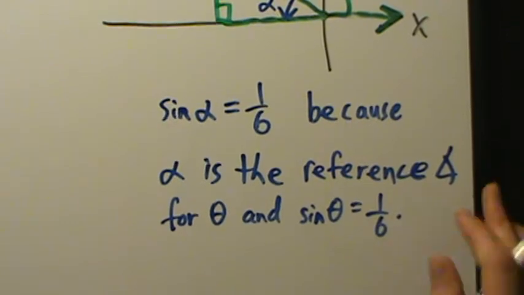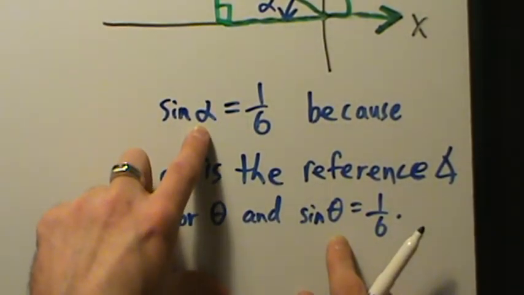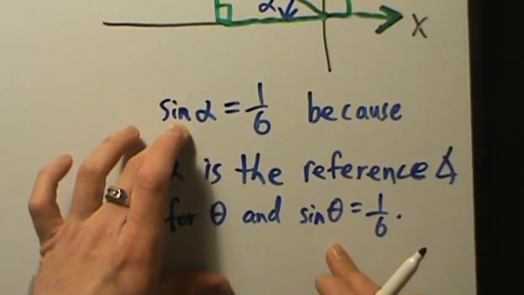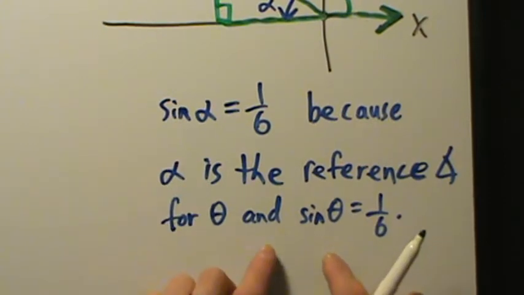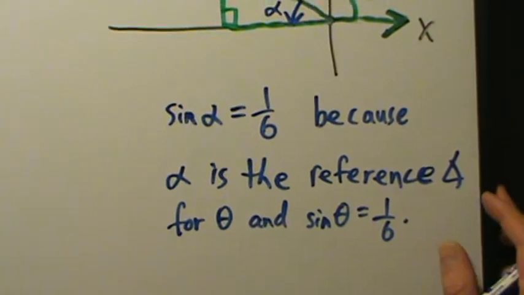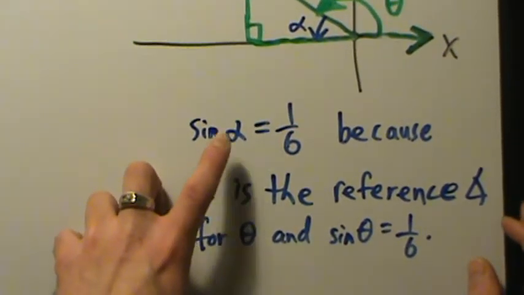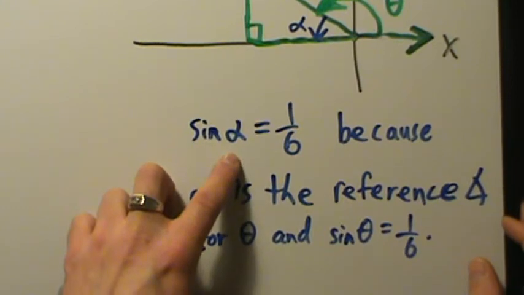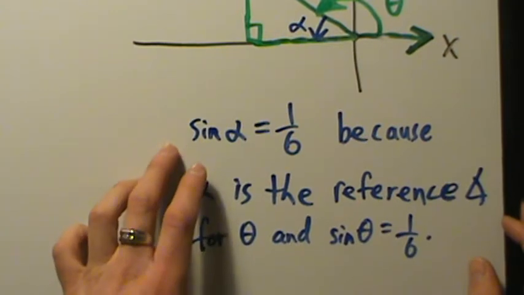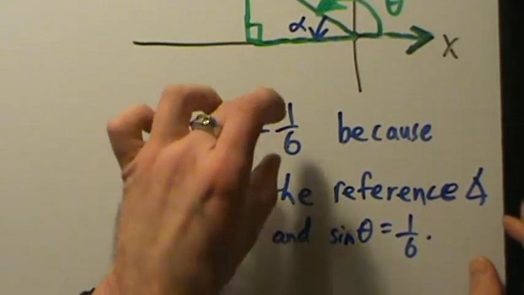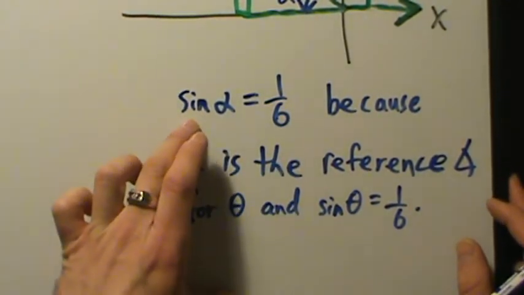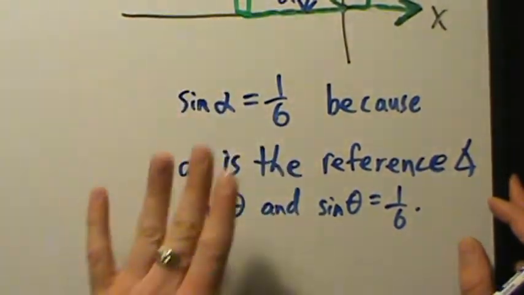An angle and its reference angle have the same trig function values. They have the same sine, the same cosine and tangent and secant and cosecant and cotangent, except the trig function at the angle may be negative. It might not be negative. But the trig function at the reference angle is always positive, because reference angles are always acute, and trig functions of acute angles are always positive. So evaluating a trig function at a reference angle always gives you something positive. Since the sine of theta is 1/6, that's positive anyway, so the sine of alpha is going to be positive 1/6 also.